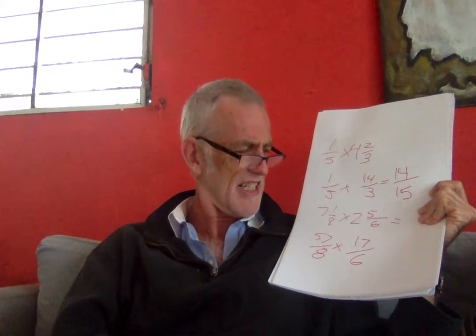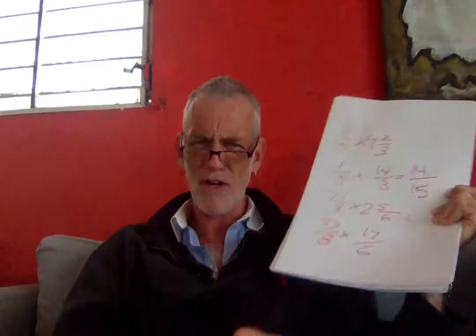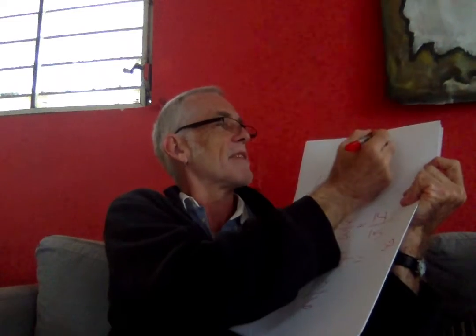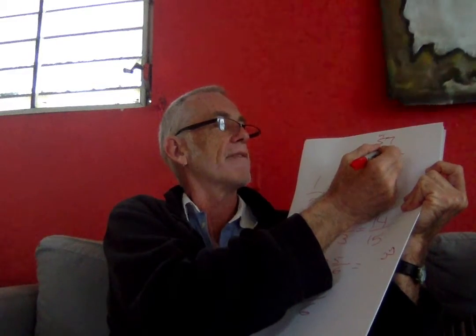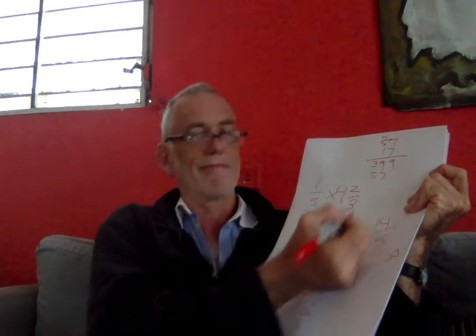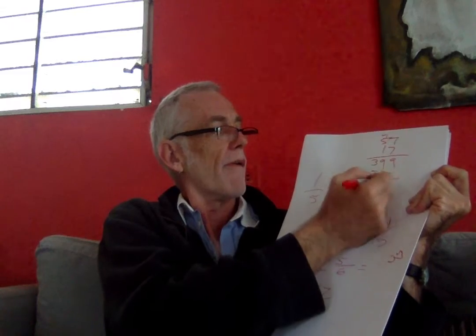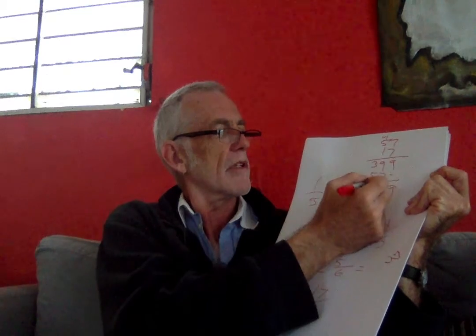57 times 17. Really? That's what they want us to do? All right, let's do that. I'm going to do it up here. 57 times 17. 7 times 7 is 49. 7 times 5 is 35, plus 4 is 39. Easy, right? Then the 1 times 57. 7, 6, carry the 1. 5 plus 3 is 8.